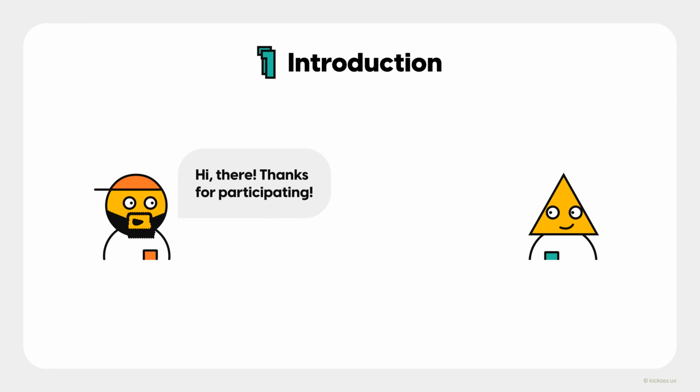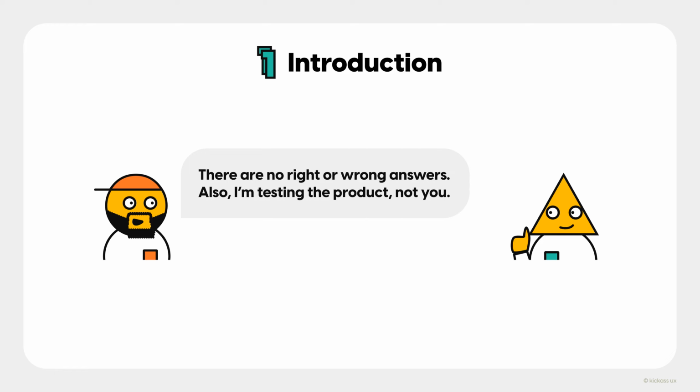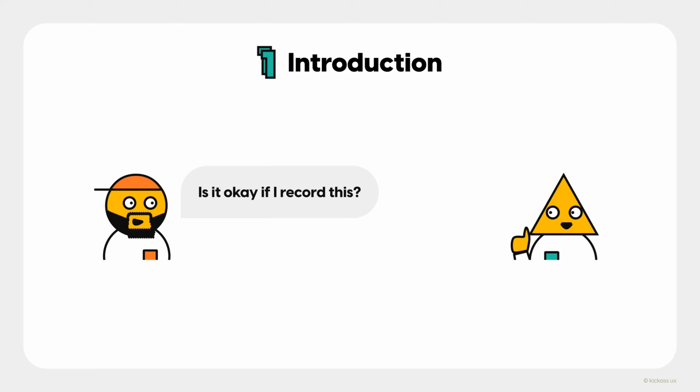First is the introduction, where you welcome the participant, then you provide a quick overview of the study and explain what to expect. You then reassure your participant that you are not testing them, but you are testing the product, that there are no right or wrong answers, and that any feedback is welcome, positive or negative. Next, you ask their permission to record the session. And before you start the study, ask them if they have any questions.